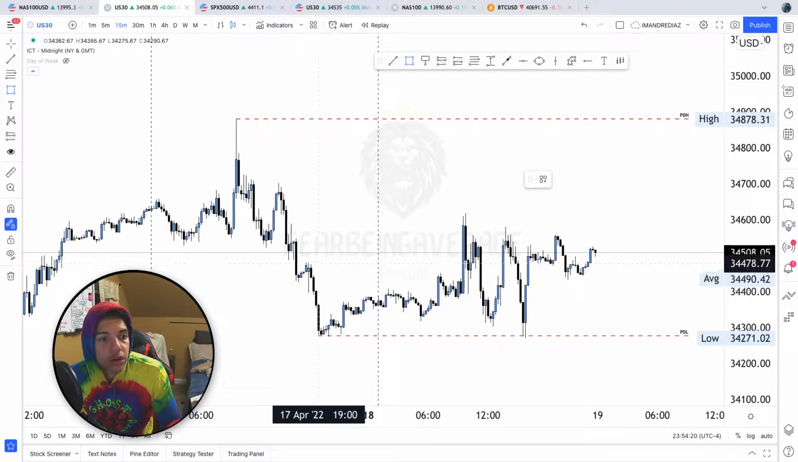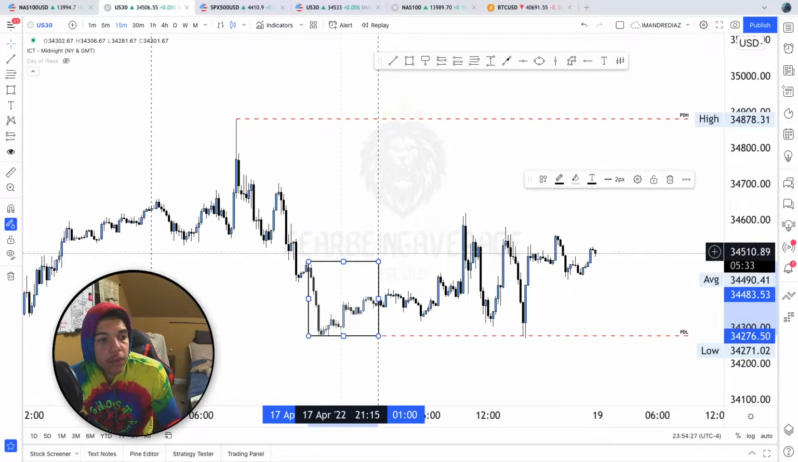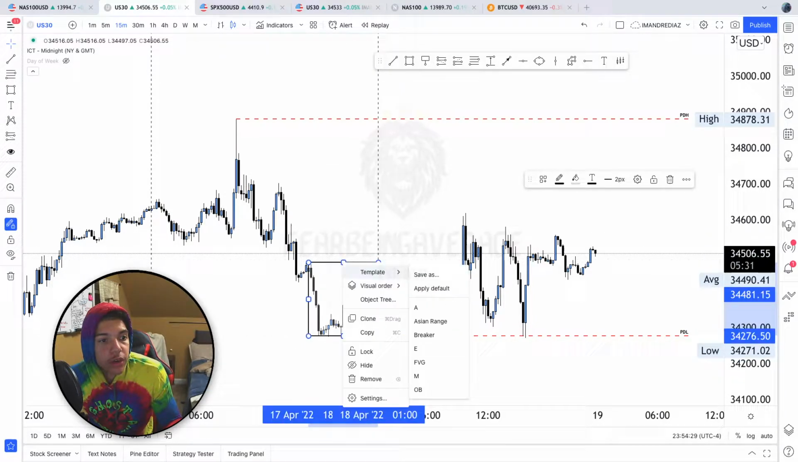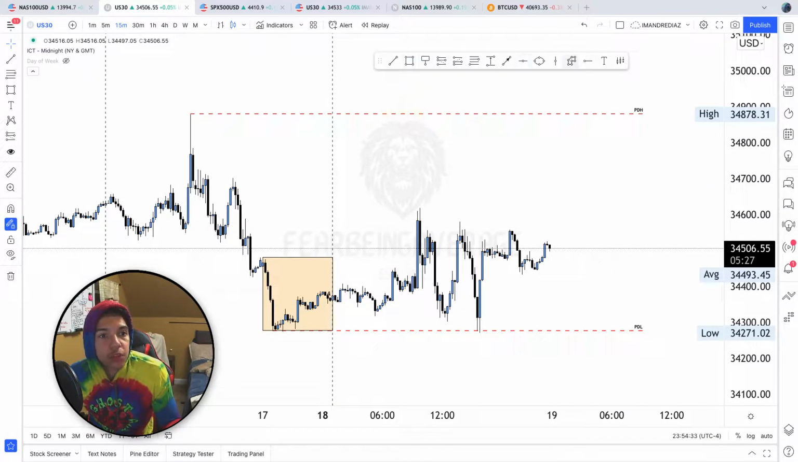Then we're going to get our second step, which is going to be the previous day's Asian session range, which is going to be from 18 o'clock all the way to midnight. So that's going to be our range right in here. We're going to make this orange for the Asian session range. Then we're going to mark up the 12 a.m. open, which is going to be right in here.